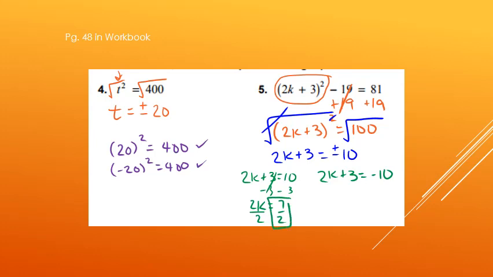So k is 7 over 2 and negative 13 over 2. Again, that means I have a quadratic that is at, like, 3.5 and negative 6.5, somewhere in there. So I just have a quadratic like this. Okay, no big deal. I still have two answers in a quadratic.